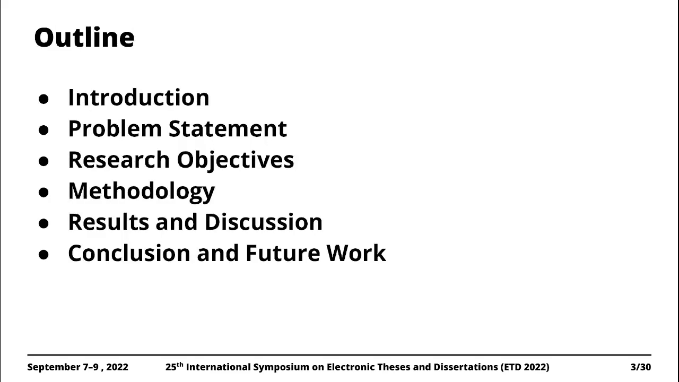So the outline of my work is as follows. I'll start with an introduction to provide a bit of context about the work that we did, and then I'll briefly talk about the problem statement and research objectives. I will then describe the methodology that was used to carry out this work. And then I will present the findings and finally I'll conclude and talk about potential future work.